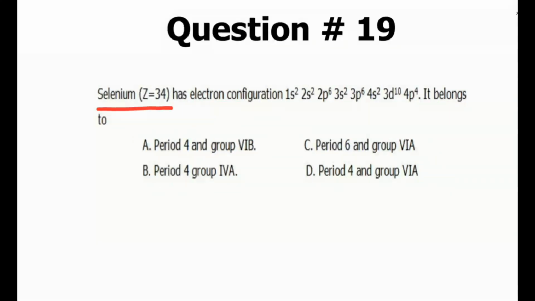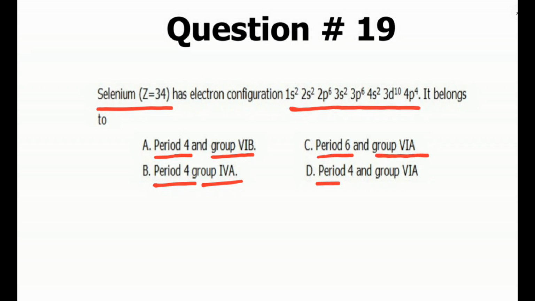Selenium, whose atomic number is 34, has an electron configuration of this, and this element belongs to: A. period 4 and group 6B. B. Period 4 and group 4A. C. Period 6 and group 6A. D. Period 4 and group 6A.